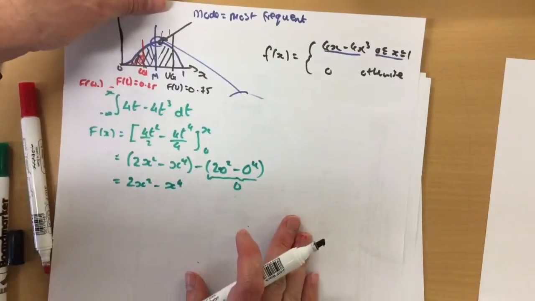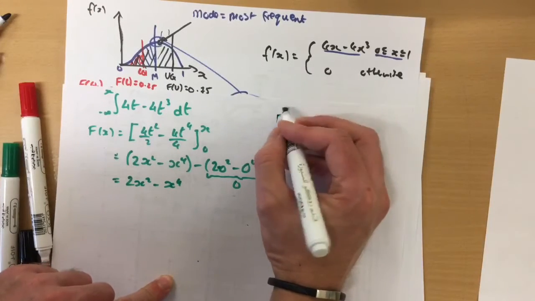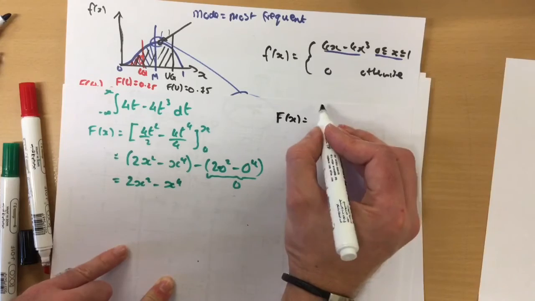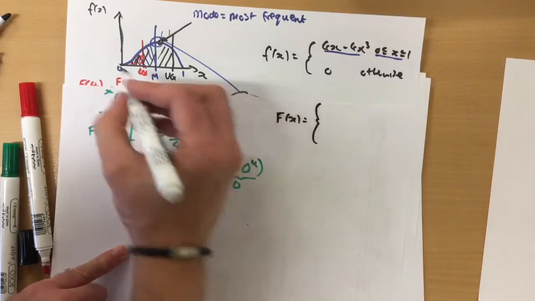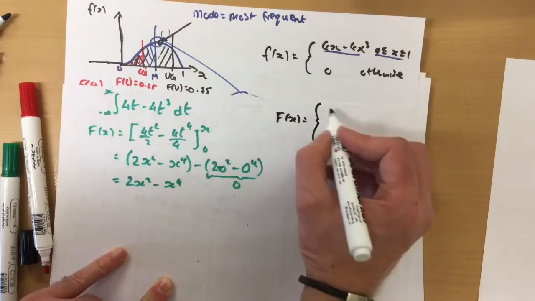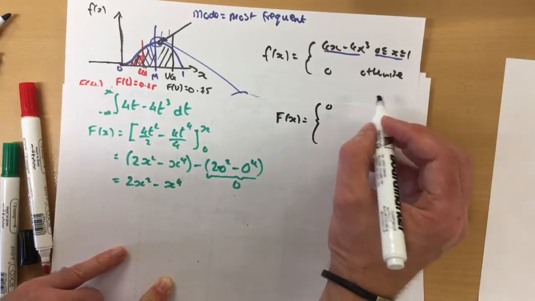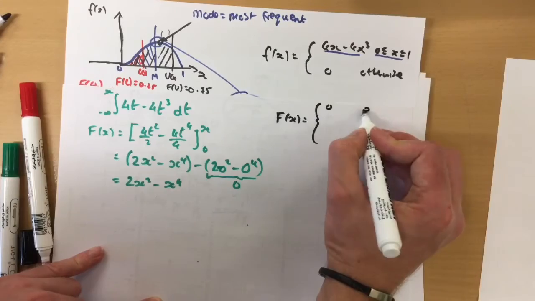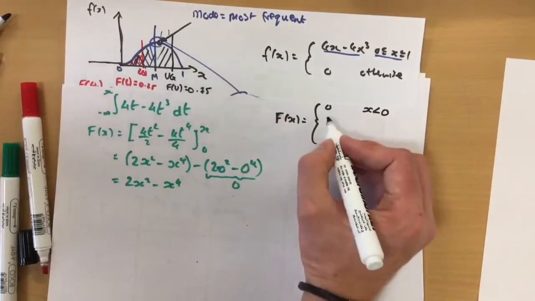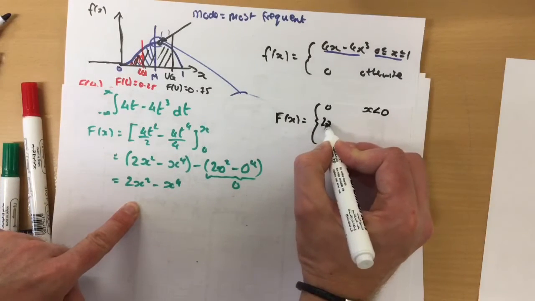So our cumulative function, F of x: below 0, the graph goes flat, so there's nothing to accumulate, nothing to build up. So anything x less than 0 has a value of 0. Between 0 and 1, we've been described by this function here.